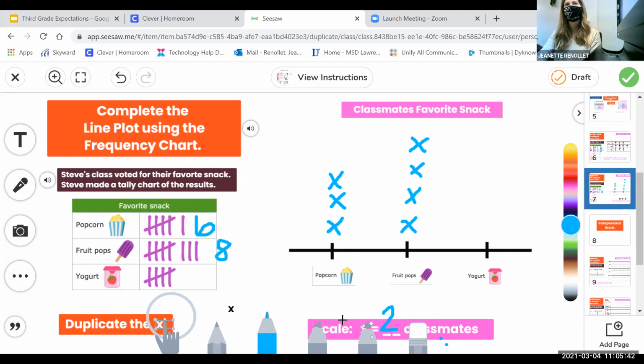Where it gets tricky is yogurt, and I saw lots of different strategies of how you figured this out. Yogurt has 5 students who voted for it. We know we can't skip count and equal up to 5. We could do 2, 4. But if we make another X, that is 6.